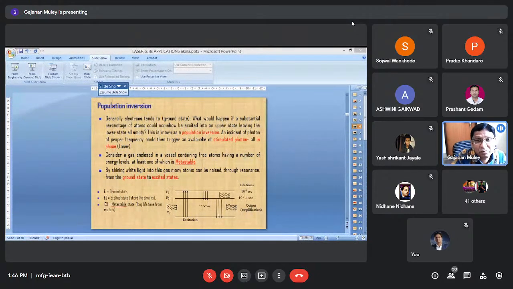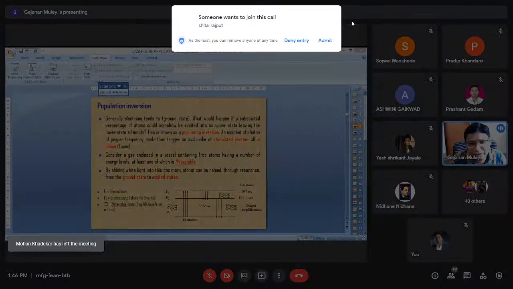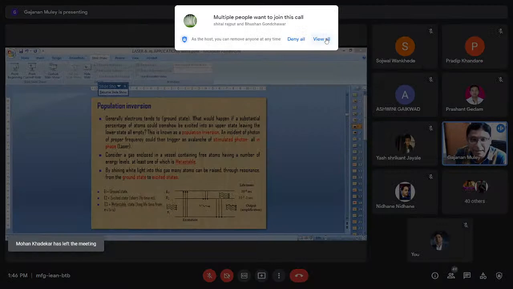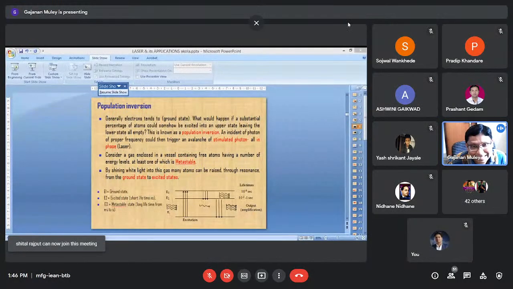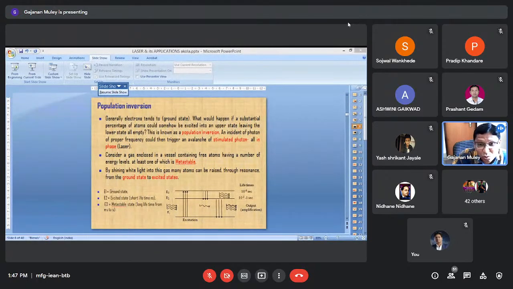But other kinds of energy levels are there in which an electron can stay for a longer duration. We say it is a metastable energy state. Here in this picture, you will see in the diagram E2 serving as a metastable state, which has a lifetime of around 10⁻³ to 1 second.